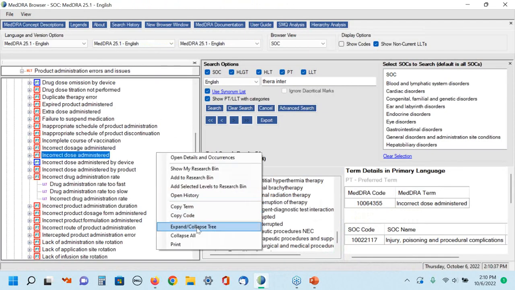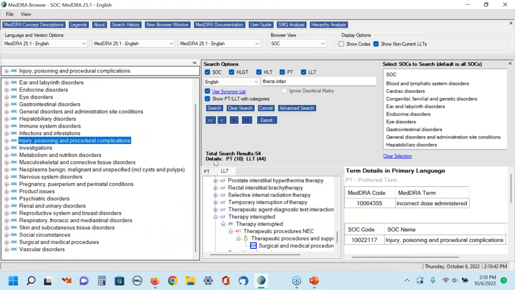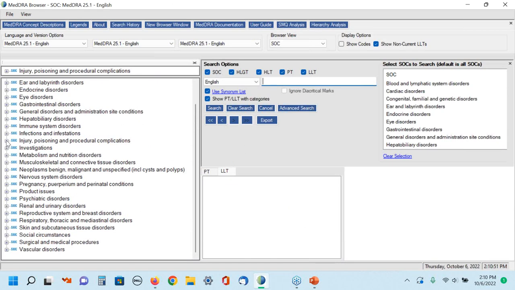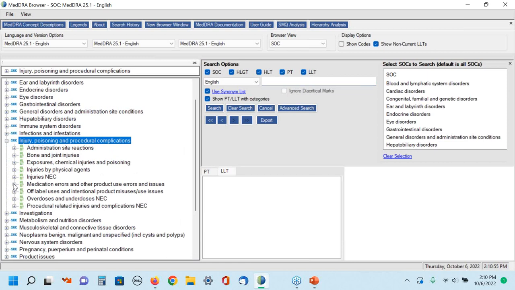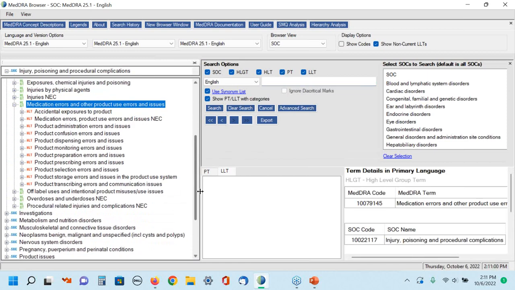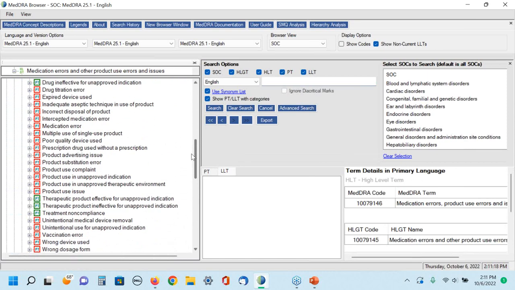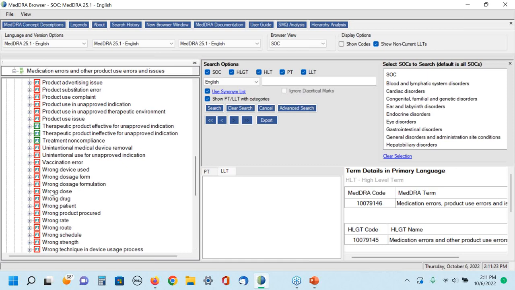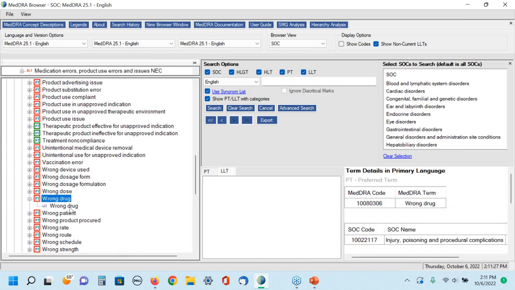So we'll go back to the browser again, close everything. The first thing that I want to do is try to find the first concept for me, which is this idea of wrong drug. And for that, let's clear all of this, I'm going to go to injury, poisoning, and procedural complications. And when I go in there, again, I'm going to go to my standard, which is to go into medication errors and other product use errors and issues. And when I go in there, I'm going to then go further into the HLT, medication errors, product use issues, errors and issues not elsewhere classified. And when I scroll through this, eventually I'm going to come to a descriptive term, which is PT, wrong drug. And there is an LLT, obviously, which has that same concept, which is wrong drug. So that's the first thing I want to capture. Regardless of what happened here, a wrong drug was in play here. So that's the first thing that happened.